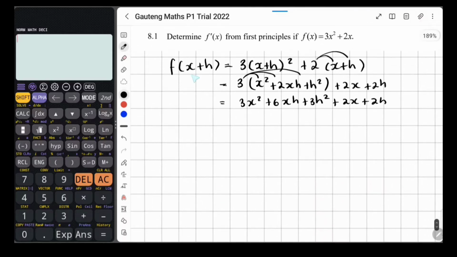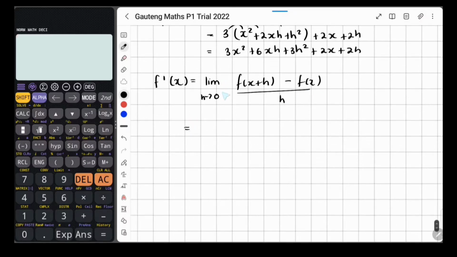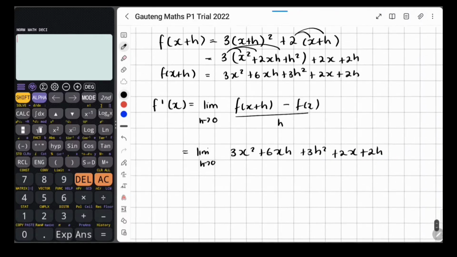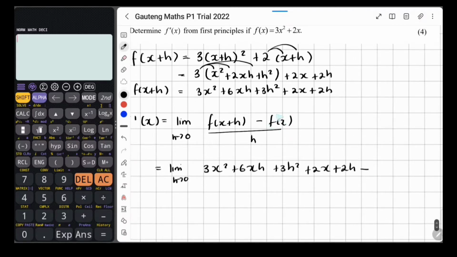Okay, now that we have the f of x plus h, we can go ahead and write the formula. The formula is just that f prime of x is equal to the limit as h tends towards 0, and we have f of x plus h minus f of x all over h. Okay, keep writing that limit of h tending to 0. Then we have the f of x plus h, because that was the f of x plus h. Put all of that in. So we have 3x squared plus 6xh plus 3h squared plus 2x plus 2h. So just be very careful in this one and just try to avoid making mistakes. Then we're going to subtract f of x.